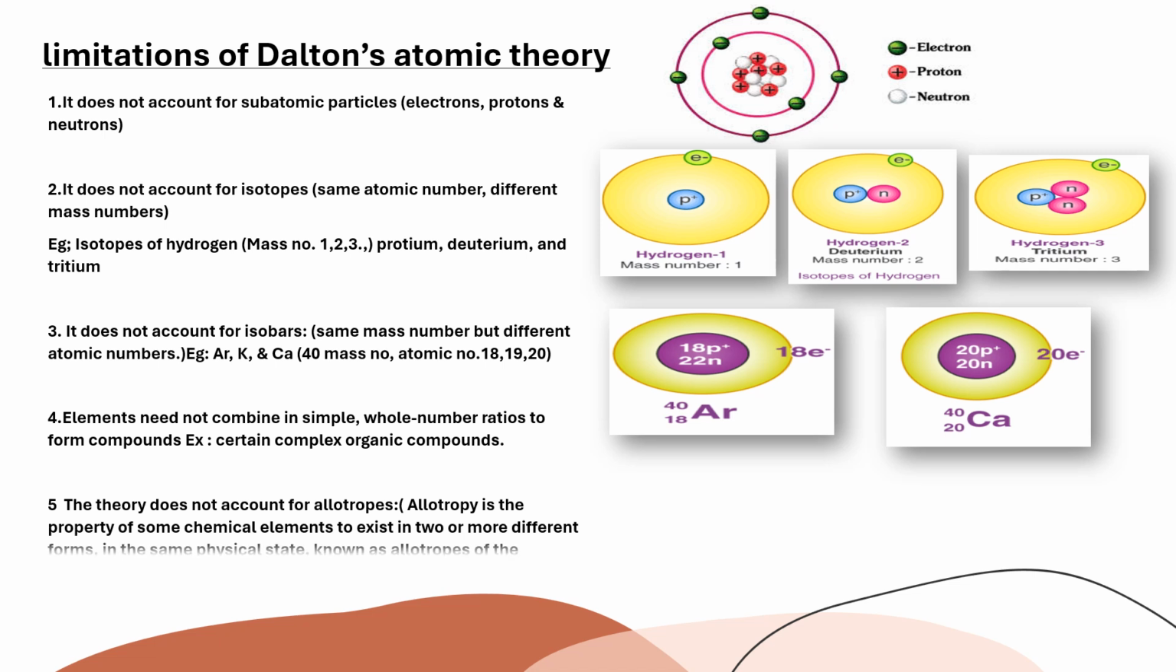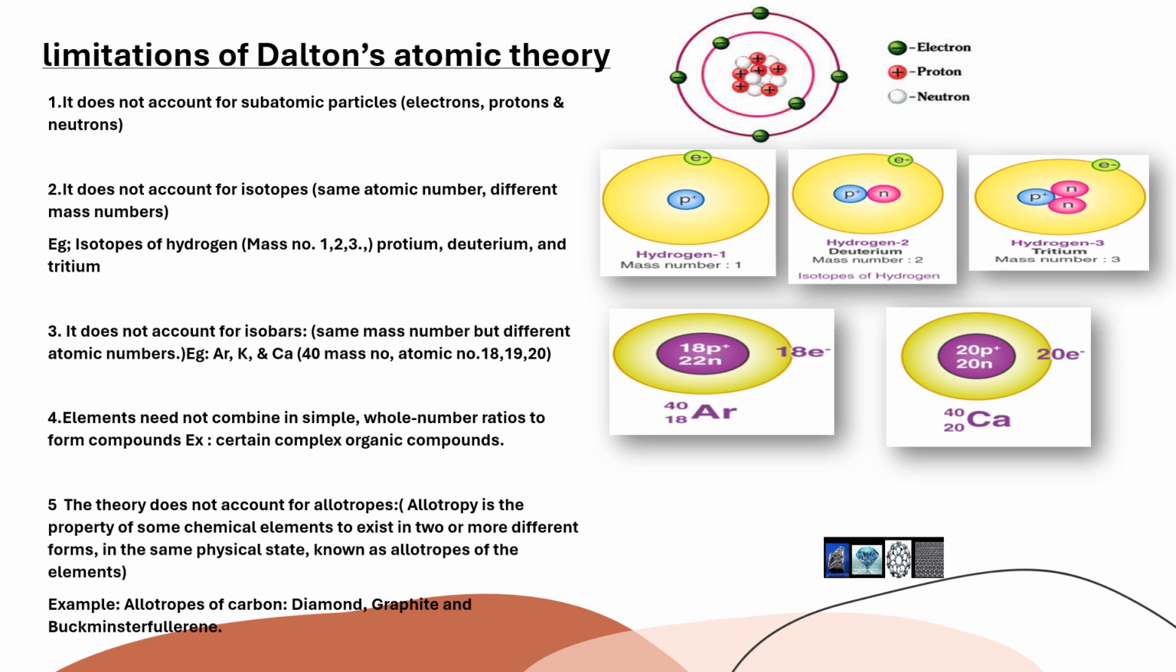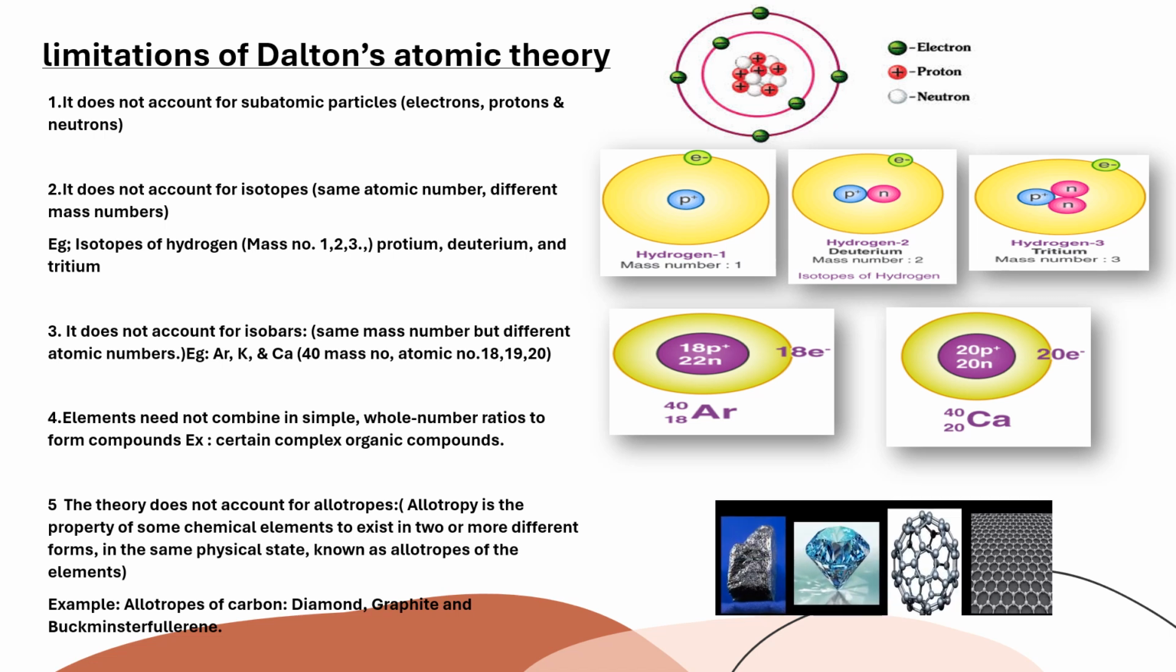The last one, this theory does not account for allotropes. Allotropes means some chemical elements exist in two or more different forms. So this is called allotropes. Example, carbon as diamond and graphite. Why these allotropes are formed, what is the property of this, he did not explain. So these are the limitations of Dalton's atomic theory.